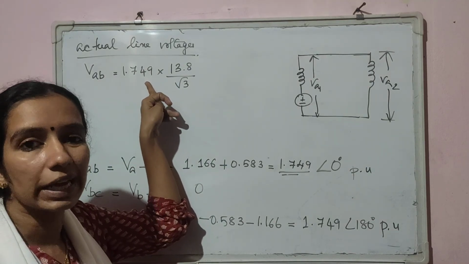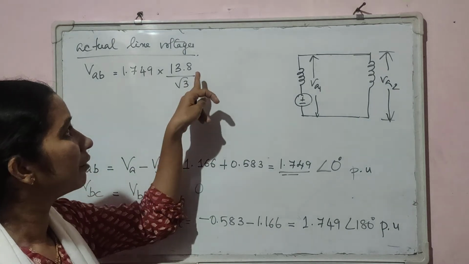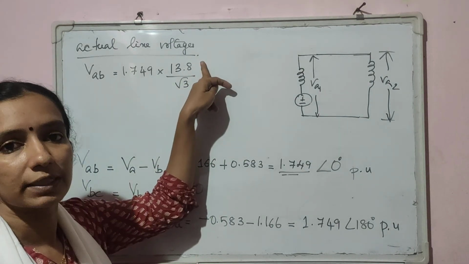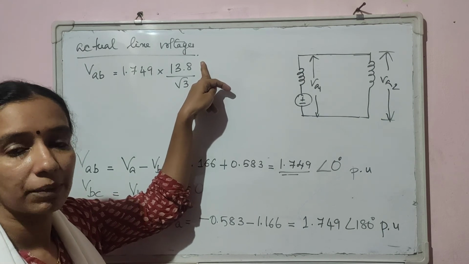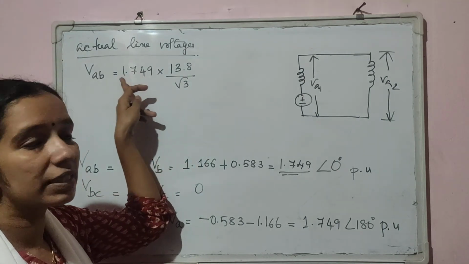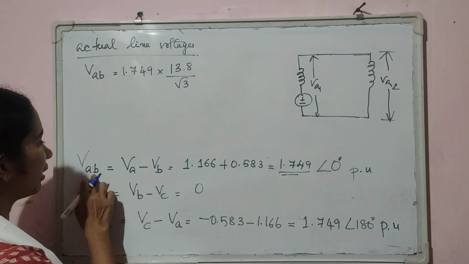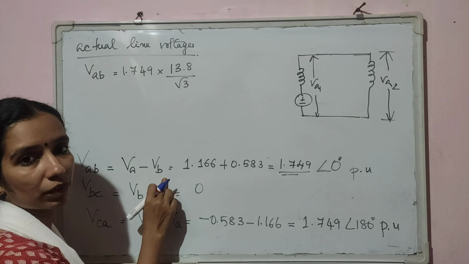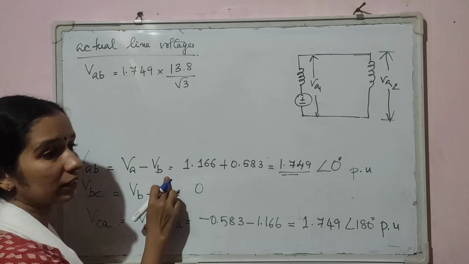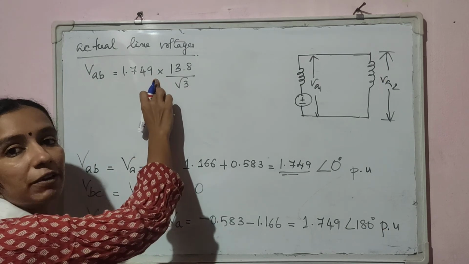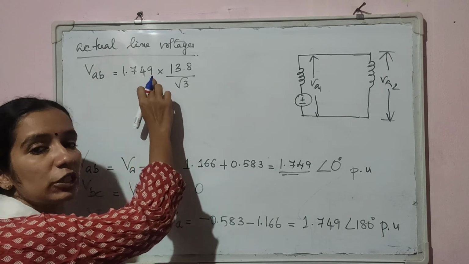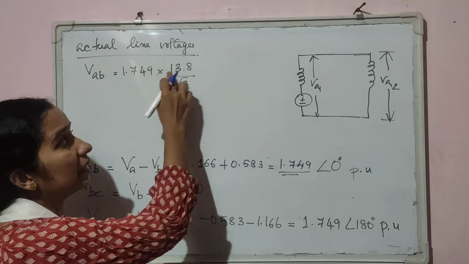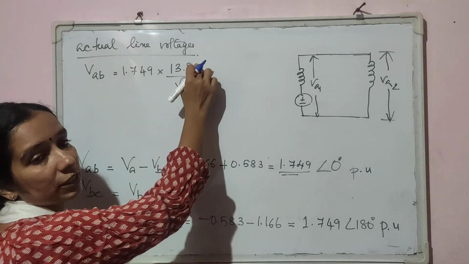1.749 is actually the line value of voltage, but we are multiplying it by the phase value of base voltage. Why? Because even if this is the line voltage, we have calculated VAB by subtracting two phase voltages. So because of that, numerically this is a phase voltage. It is the difference between two phase voltages. That is why we are multiplying this by the phase value of base voltage.